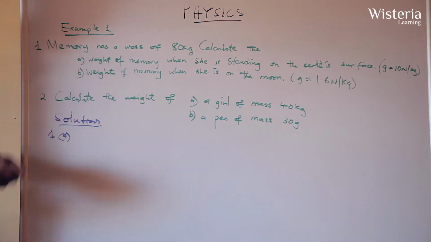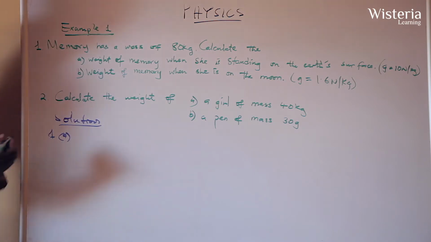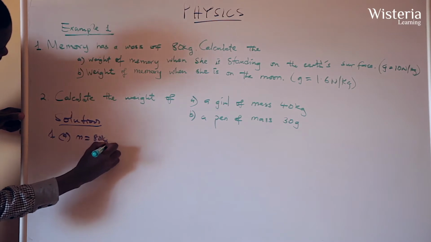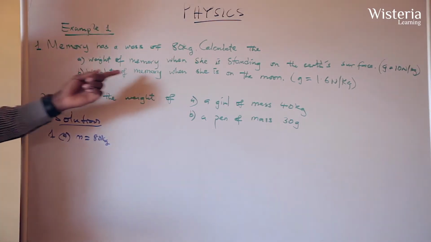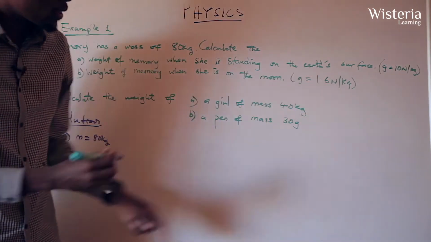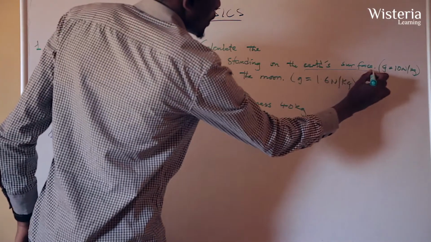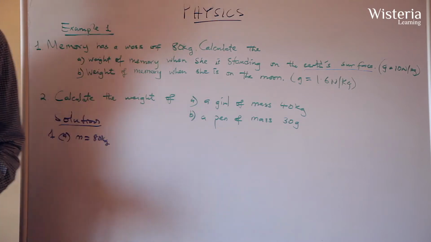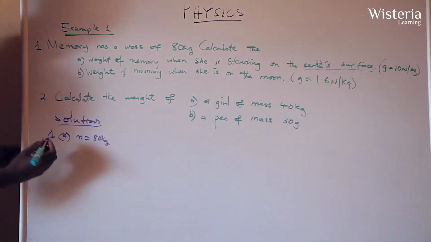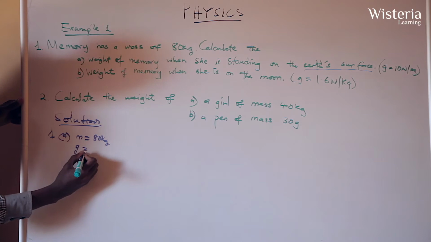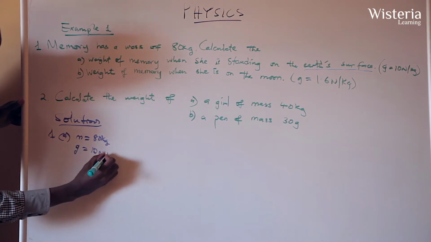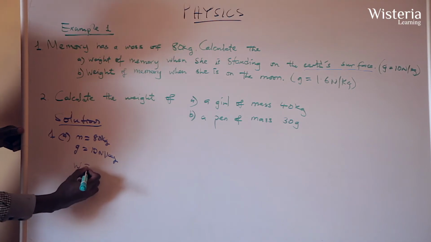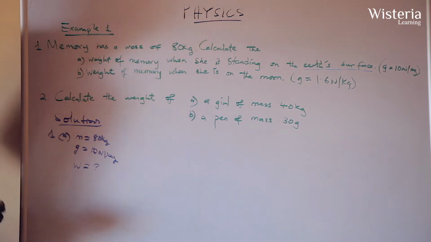So we are told that Memory has a mass of 80 kg, meaning that the mass of Memory is 80 kg, and she's standing on Earth. So we are told where Memory is. She's standing on Earth, and the amount of gravity acting on her is 10 Newton per kg. Now we want to find the weight of Memory.